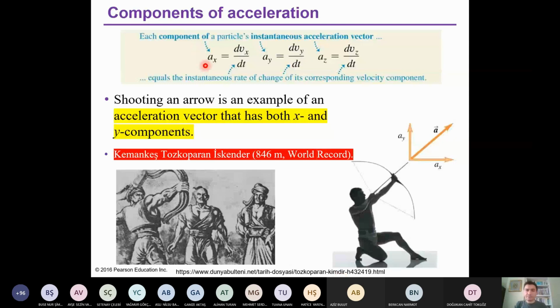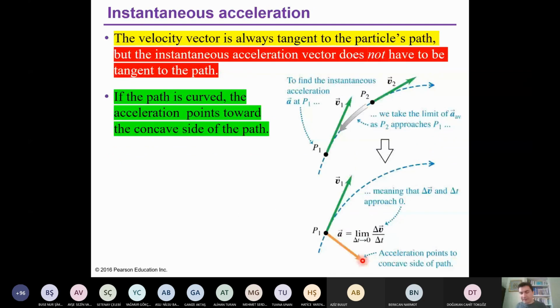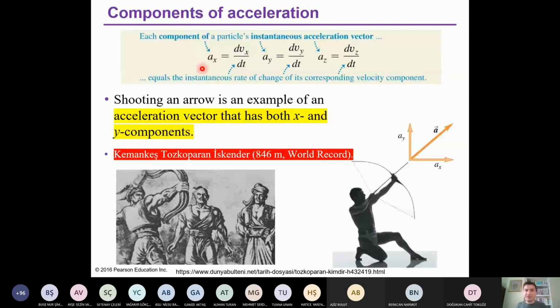Look at this one. This is the acceleration vector, right? If you choose an x-axis like this and y-axis like this, I can write this vector in terms of x and y components, right? Now we will do this one. This is the x component of the instantaneous acceleration vector, which is given by the time derivative of vx. This is ay, this is az. These are the components of the instantaneous acceleration vector.